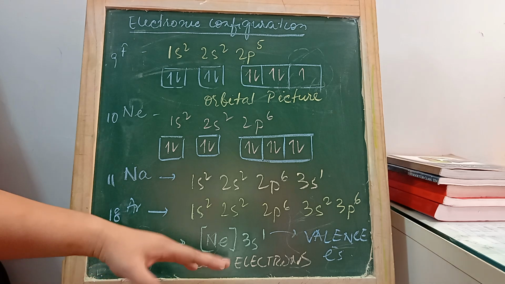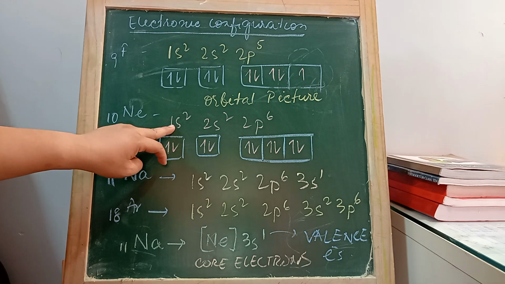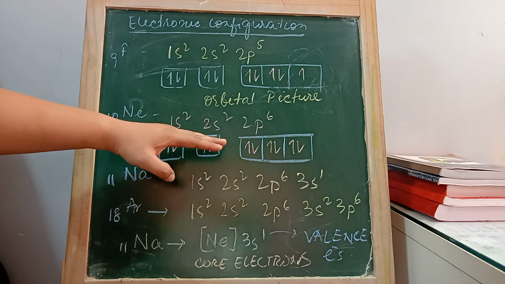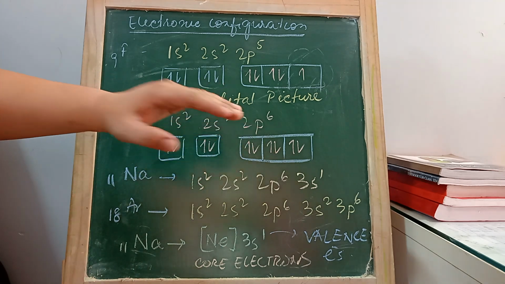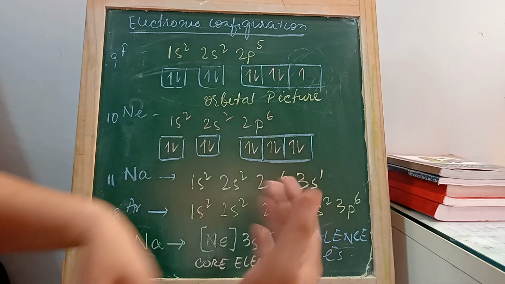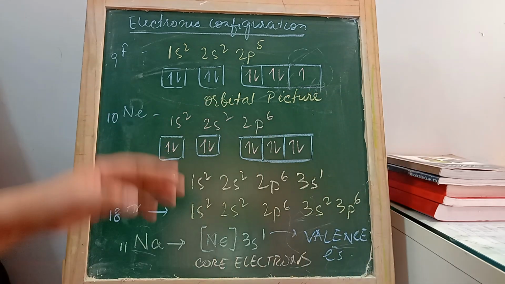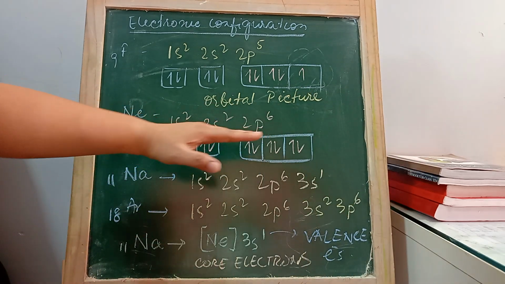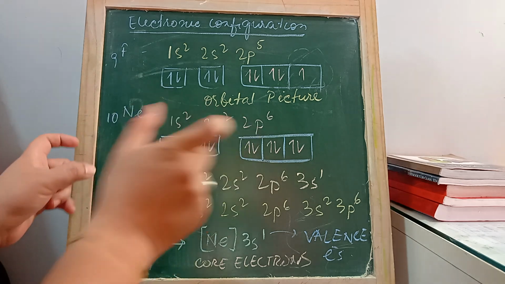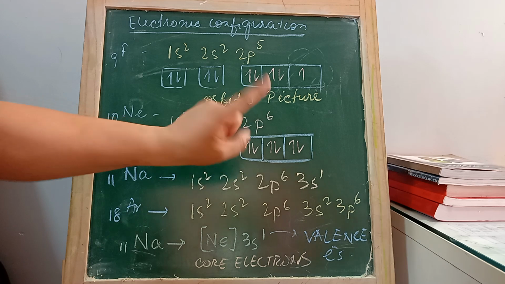So how can we write the electronic configuration of sodium? There is one more way of writing it. See, the electronic configuration of neon is 1s2, 2s2, 2p6, in which the second shell is completely filled up. Now comes the third shell. First shell, second shell; 2p comprises the second shell. It's completely filled up, so neon is quite stable. So we can write the electronic configuration of sodium as neon plus 1 electron.